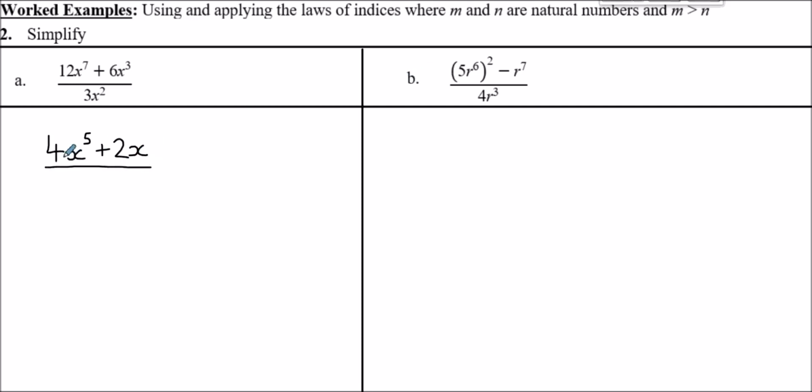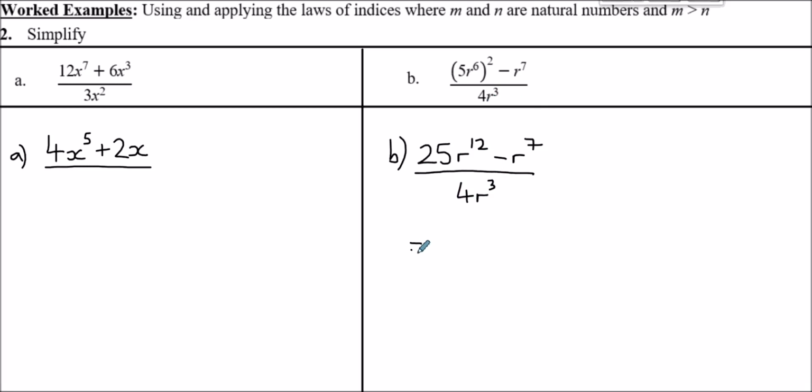For part b, let's square this first term here. So (5r^6) all squared. Well, 5 squared is 25. (r^6) all squared, power of a power, so multiply the 6 and the 2, we get r to the power 12. Then minus r to the power 7 like we had before. Then all divided by 4r cubed.